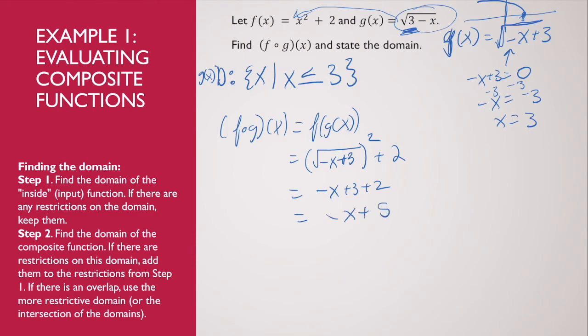Now we find the domain of this composite function. Well, this is a line. The domain of that composite function would be from negative infinity to positive infinity, all real numbers. That's the graph of any line with a positive or negative slope. Well, g of x is restricted such that x has to be less than or equal to 3. So we're going to do the same thing with our domain. We add in the restrictions of the composite function, of which there are none. And because there are none, we're going to use the domain from step 1. So our domain is x such that x is less than or equal to 3.